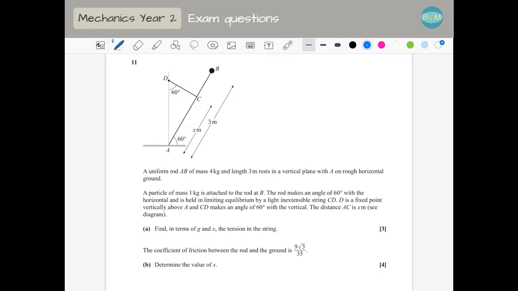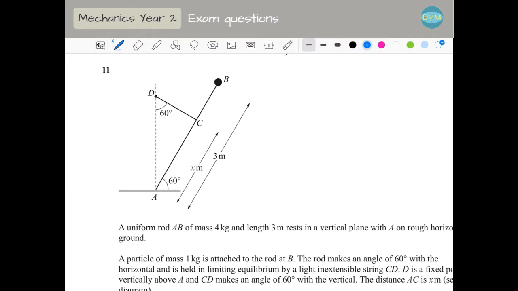So I'm going to draw quickly the forces that we have acting on the rod. I have a mass of 1 kilogram at B, so I have 1g pointing down. Then I have the weight of the rod at the midpoint, because they say it is uniform, and it's going to be 4 kilograms times g. And then I have the tension in the string pointing that way. And at A, I have a normal reaction pointing up and friction.